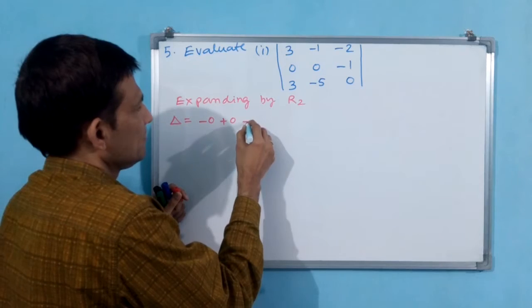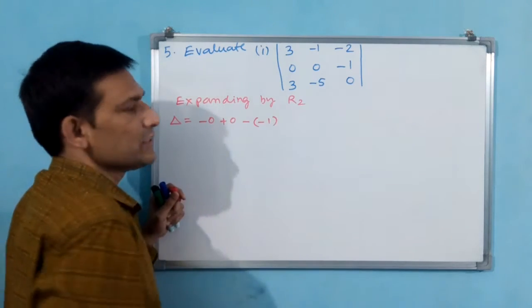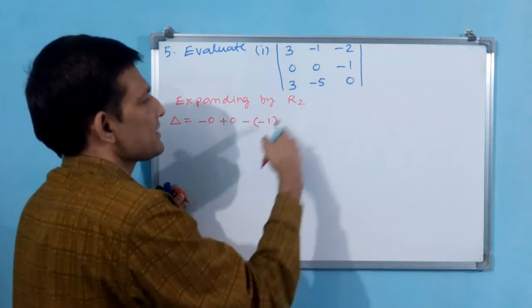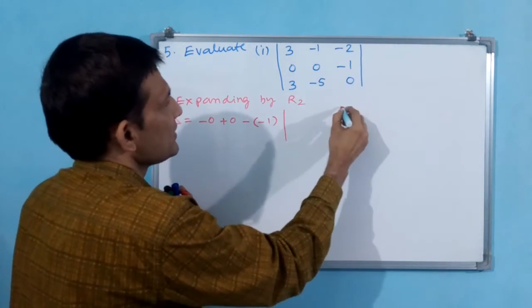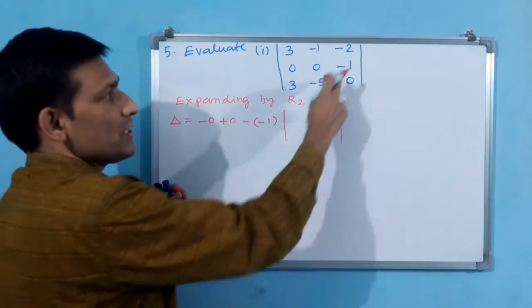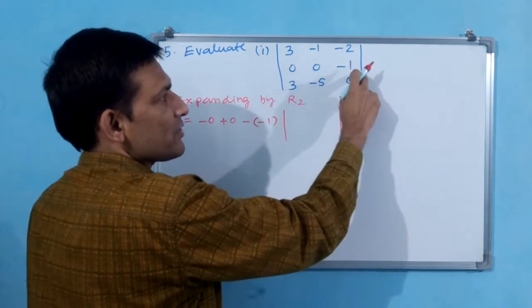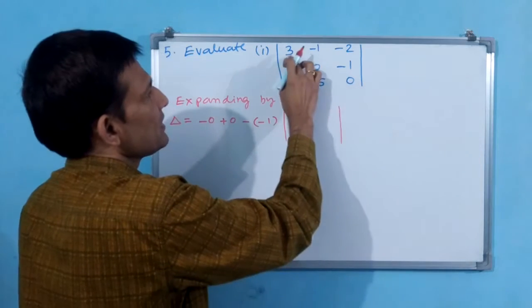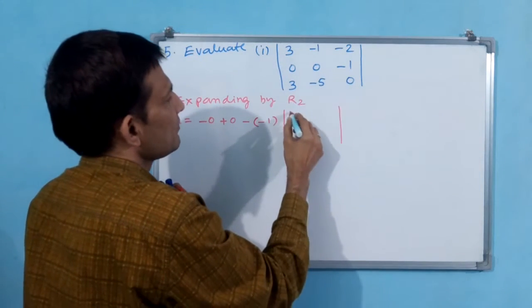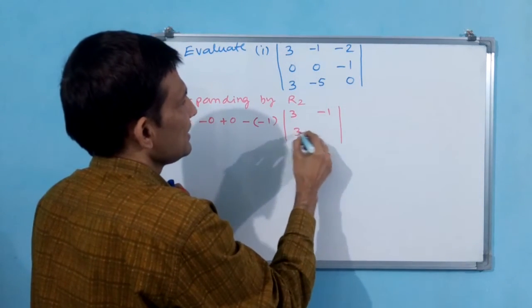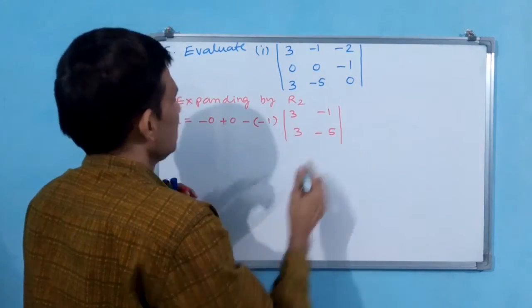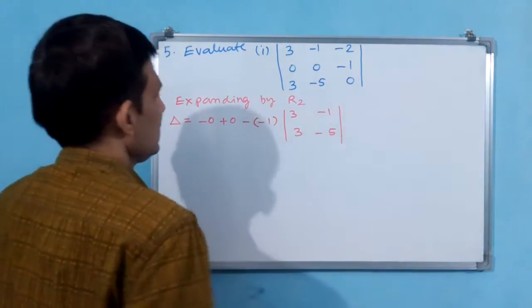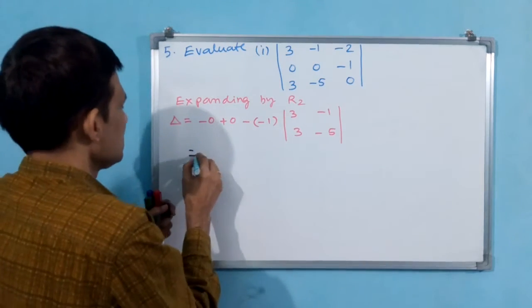Now here, minus of minus 1. Is it okay? Minus will come, but already minus is there. Then you keep this determinant. See, this is in second row, third column. Close second row, third column. Then 3, minus 1, 3, minus 5 will come. 3, minus 1, 3, minus 5. Okay? I am writing it here by the side, or else I will write it down elsewhere.